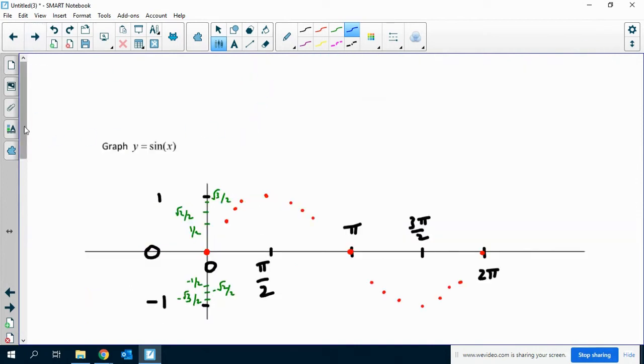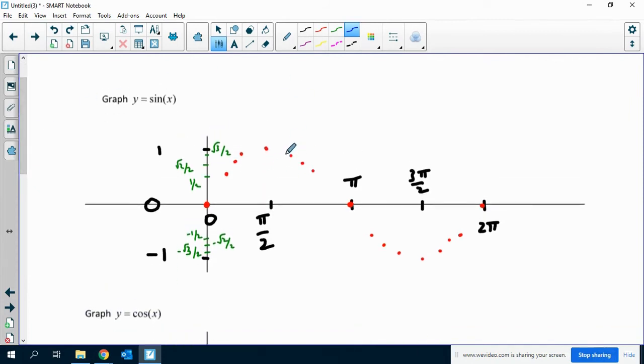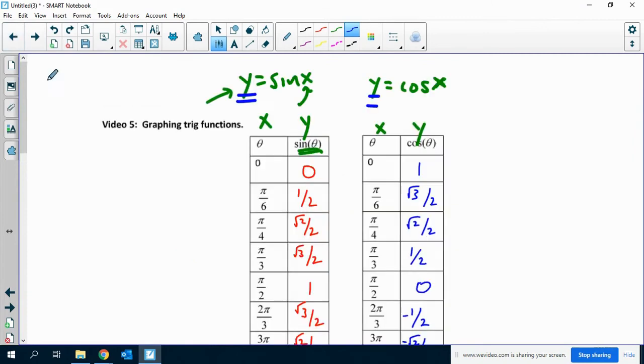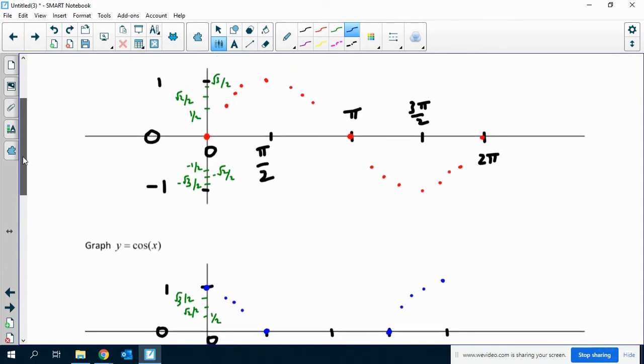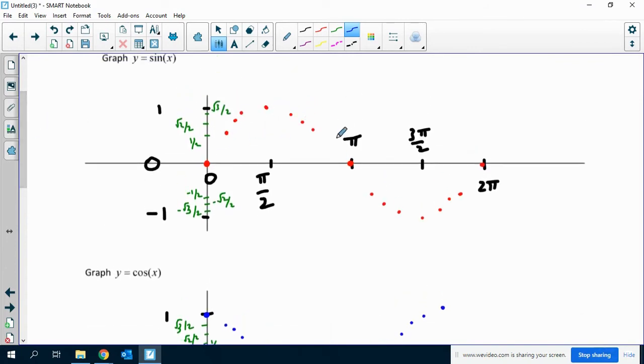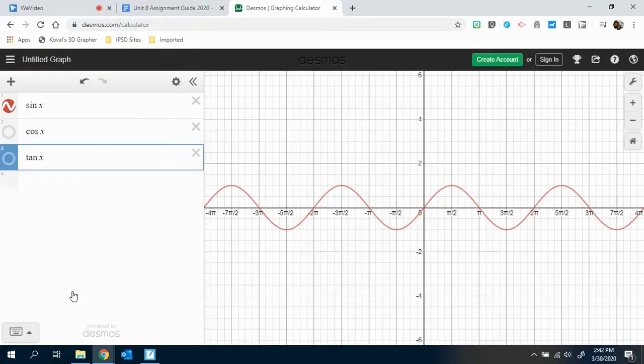Now, I have taken the liberty to plot all of the points that appear to show up back here for sine and cosine. So I've plotted these points. Sine's graph looks something like this, at least when I plot the points. And then cosine's graph looks something like this. If I type in y equals sine x, it looks a lot like what I did, except it keeps going for a very long time.